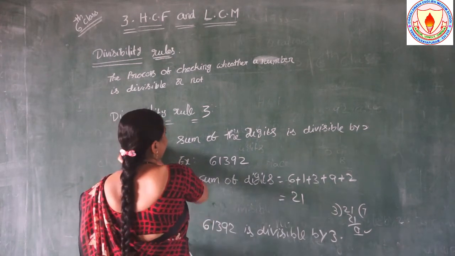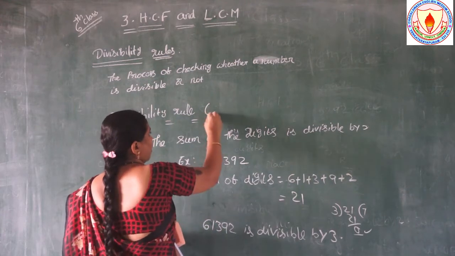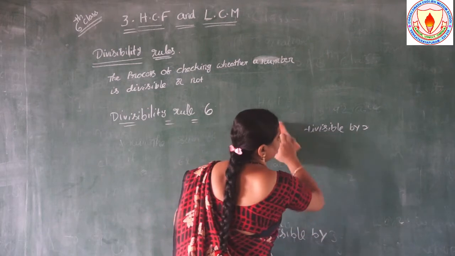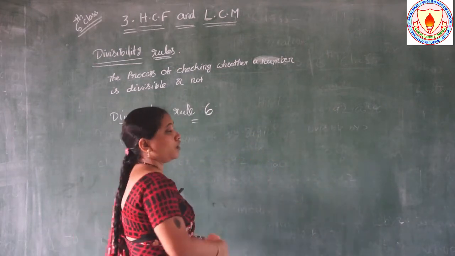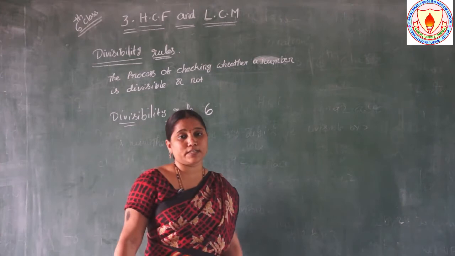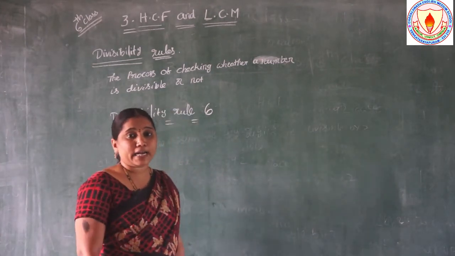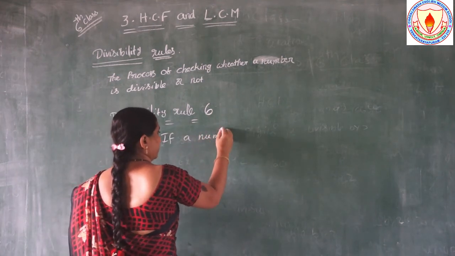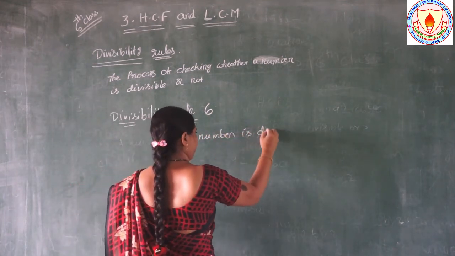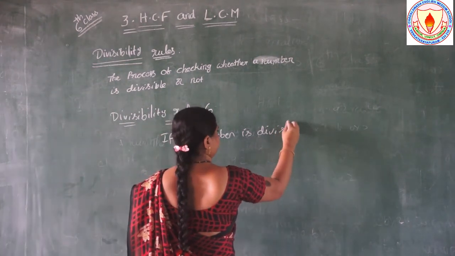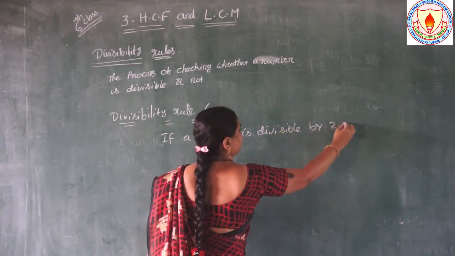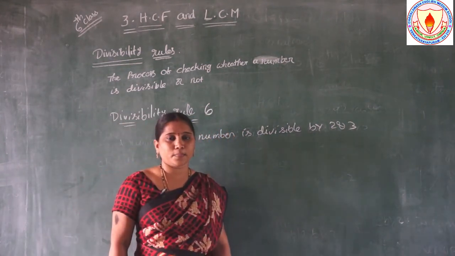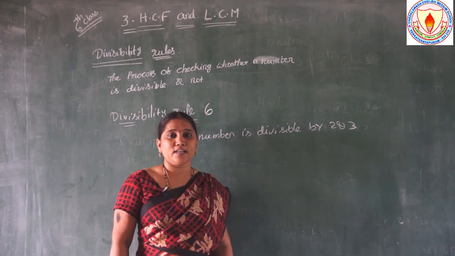The next one is the divisibility rule for 6. How to check the divisibility rule for 6? If a number is divisible by 2 and 3, the total number is divisible by 6. The total number is divisible by 6.